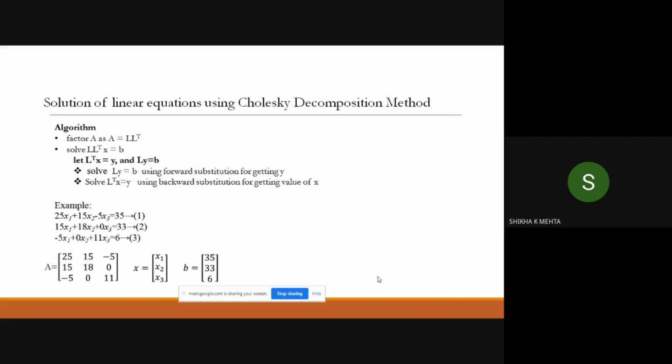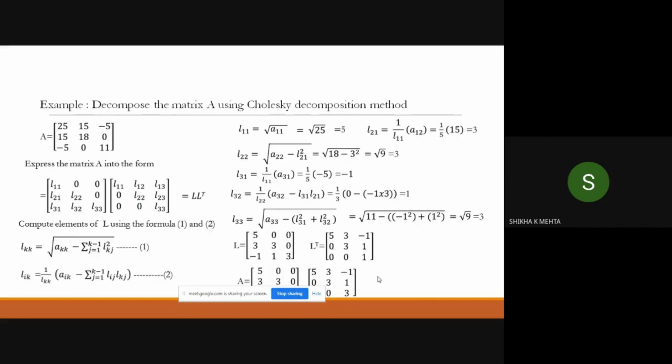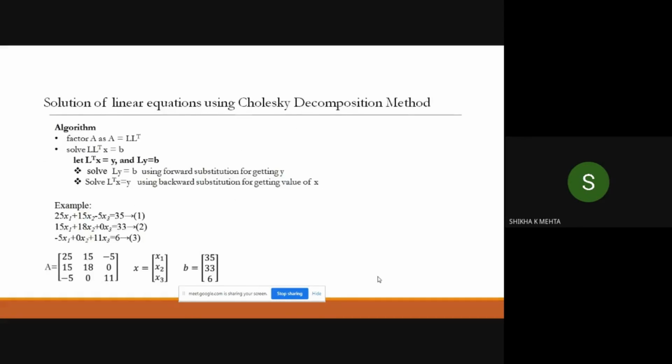So first of all we will compute the value of Y, and then using that value of Y we will compute the value of X, which is the final value that we have to find out. So let us assume the same example. We have just converted that into equations. Here we have the same A matrix that we have taken in this particular example, and these are the linear equations that we have.